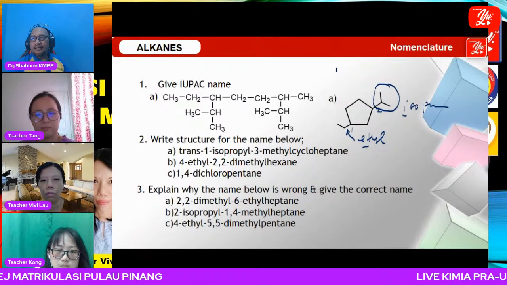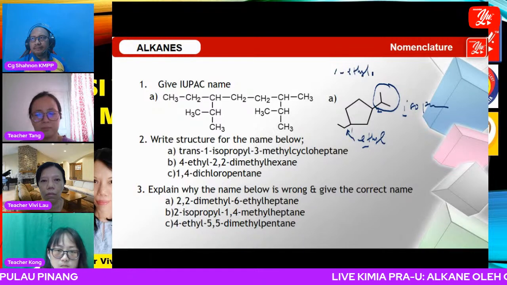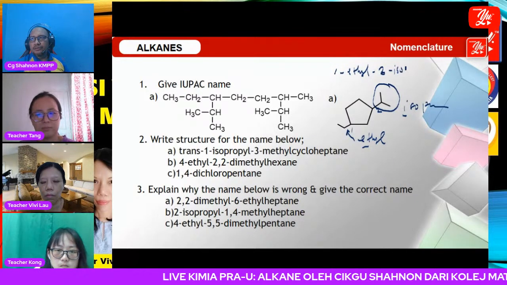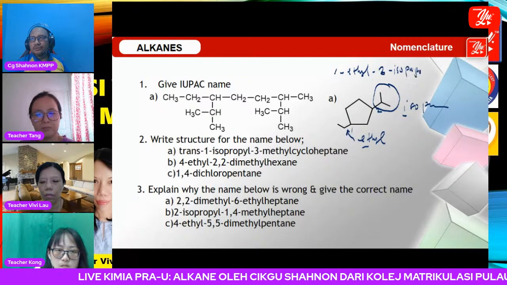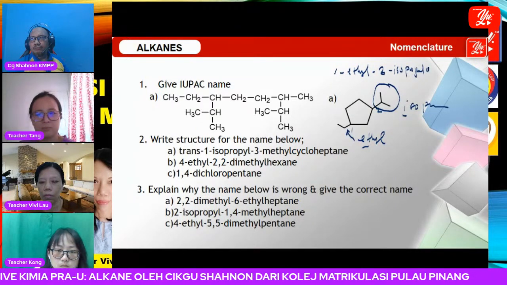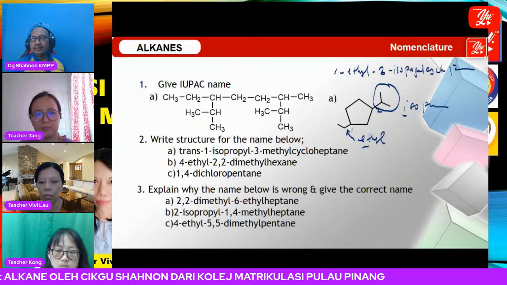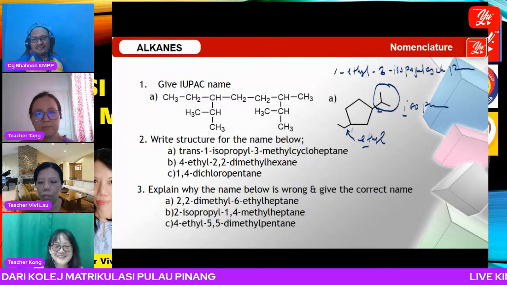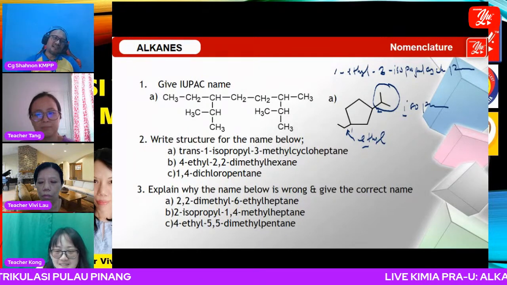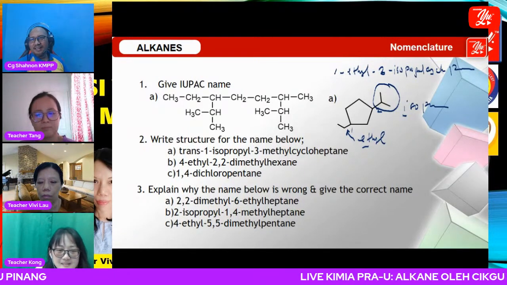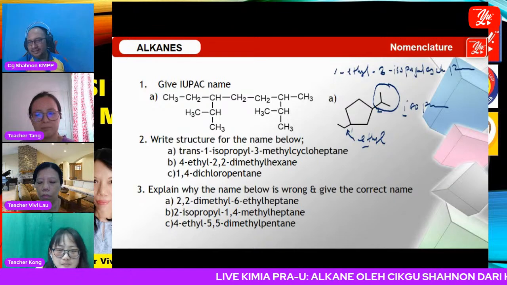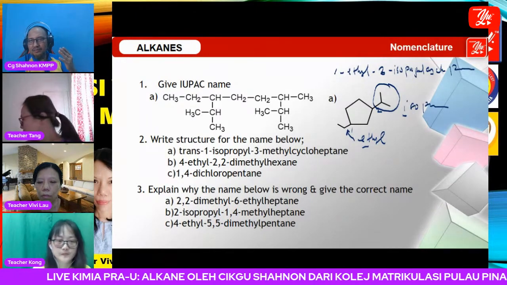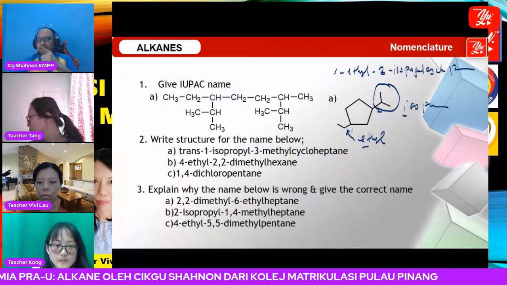1-ethyl-3-isopropylcyclopentane. Oh, quite a long name. Okay, 2 minutes more to go. Okay, I think only one. I will write only one structure from question number 2. Write structure for the name below.